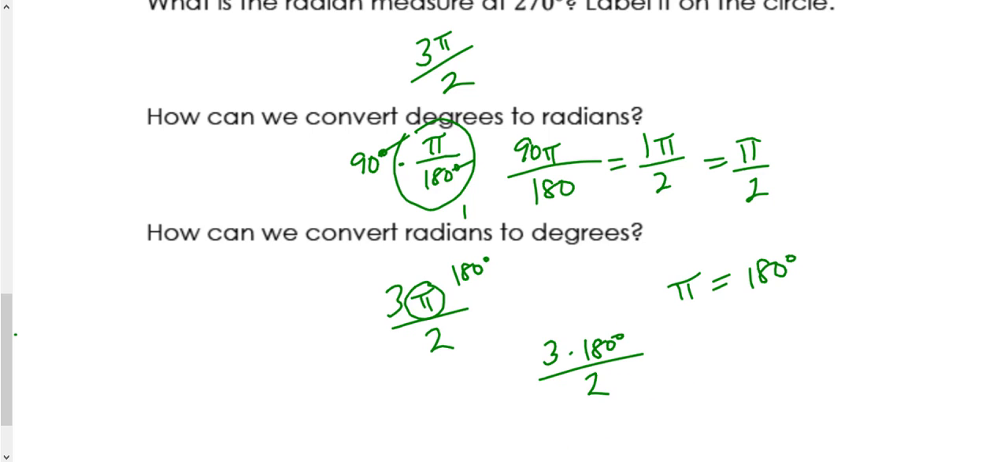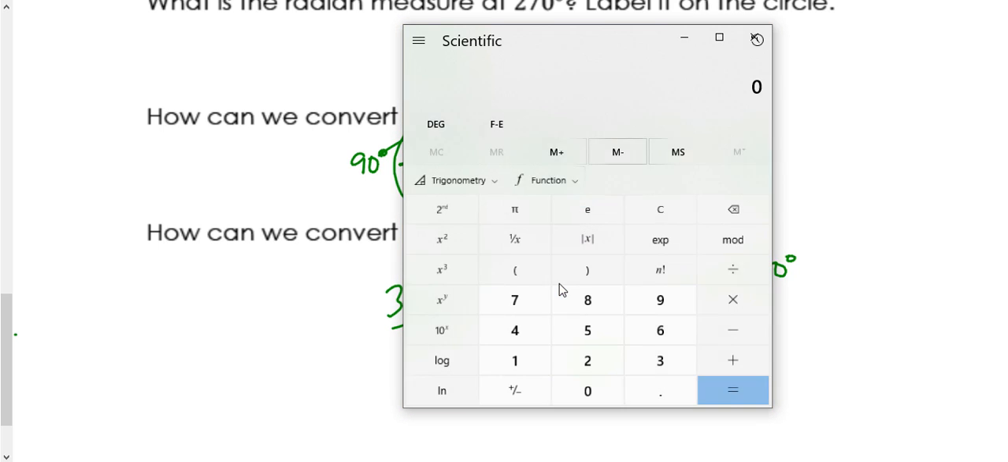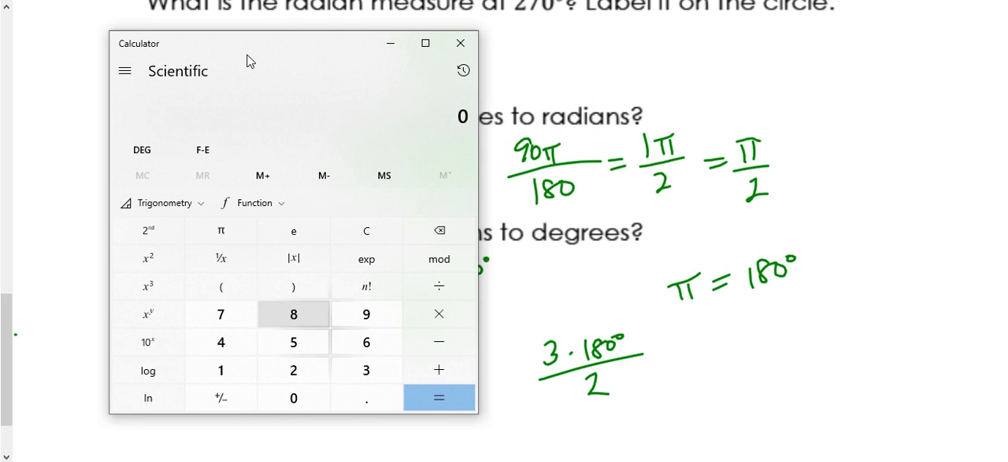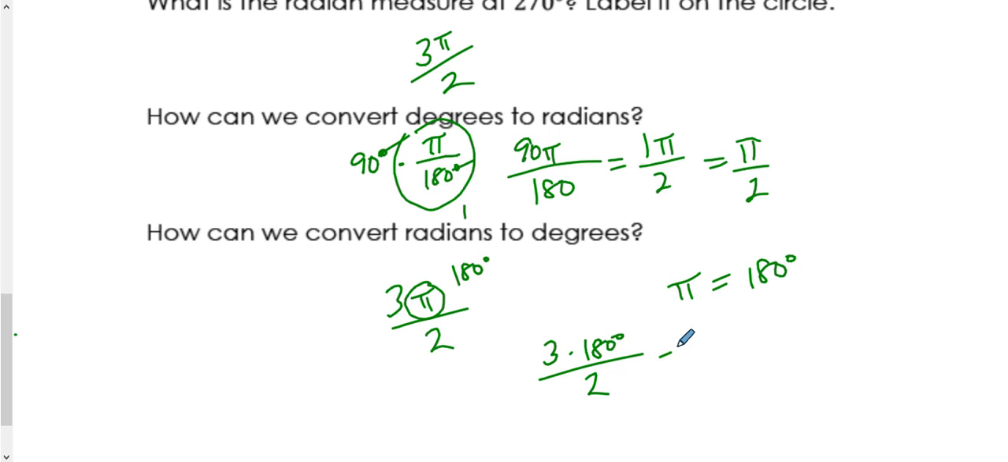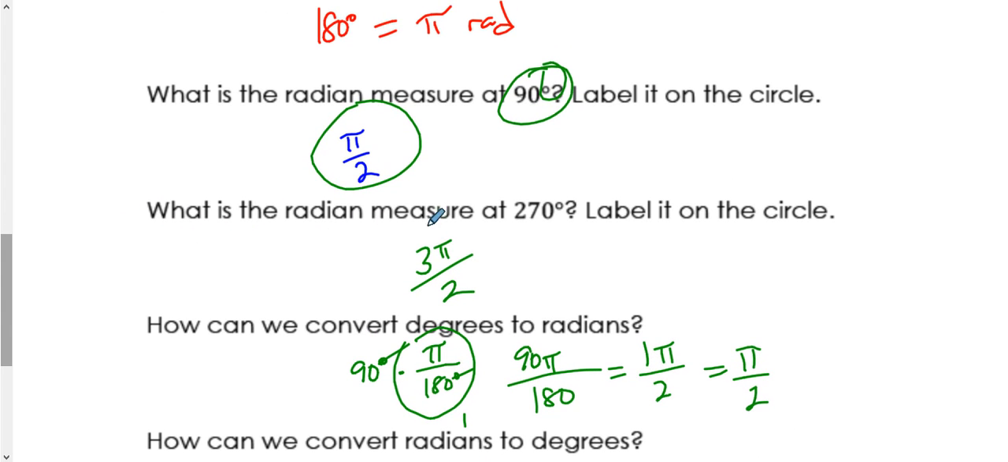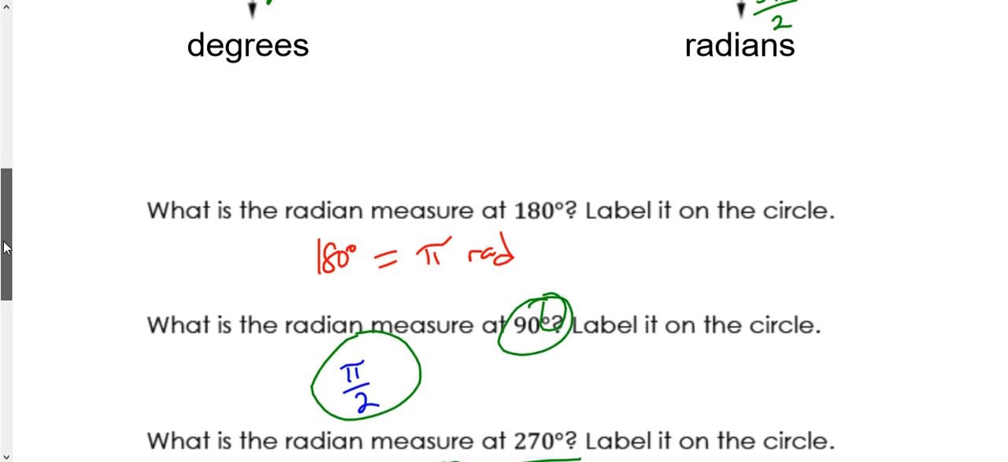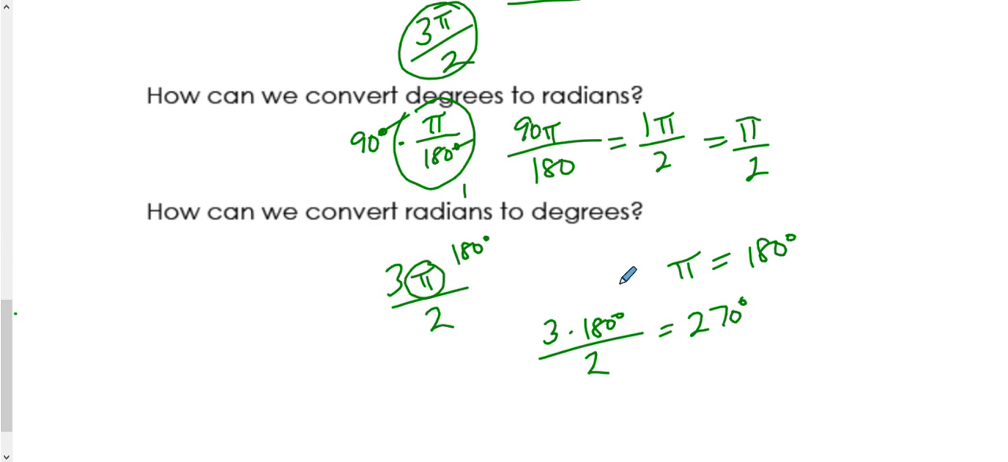And then we just take our calculator out very quickly. Do some quick math here. 3 times 180 gives us 540 divided by 2, and we get 270 degrees. And again, we said that right up here. What is the radian measure at 270 degrees? We said it was 3 pi over 2. So converting between degrees and radians is really not a big deal at all.